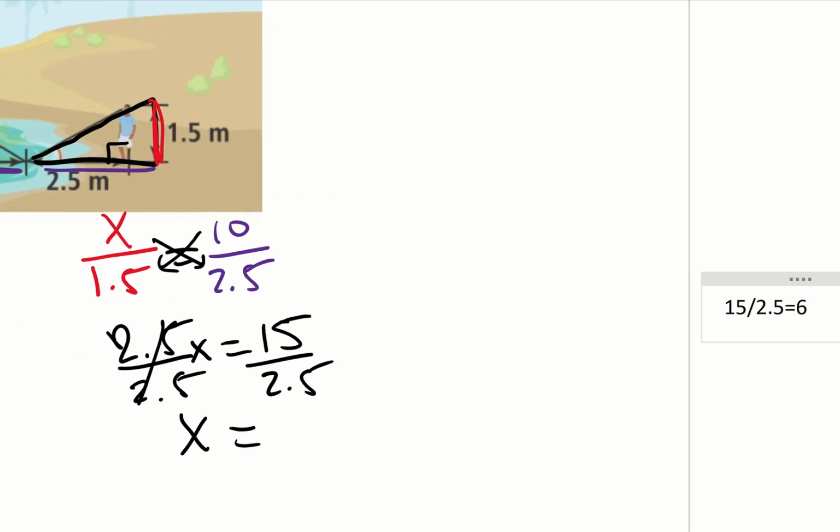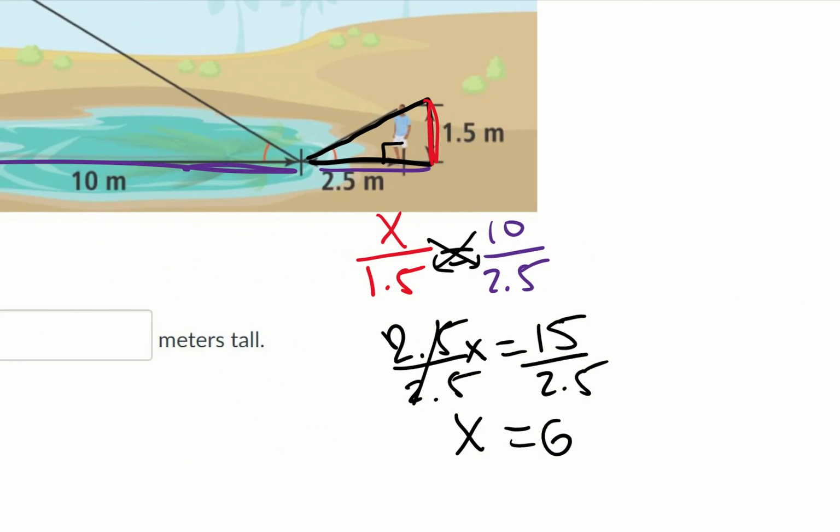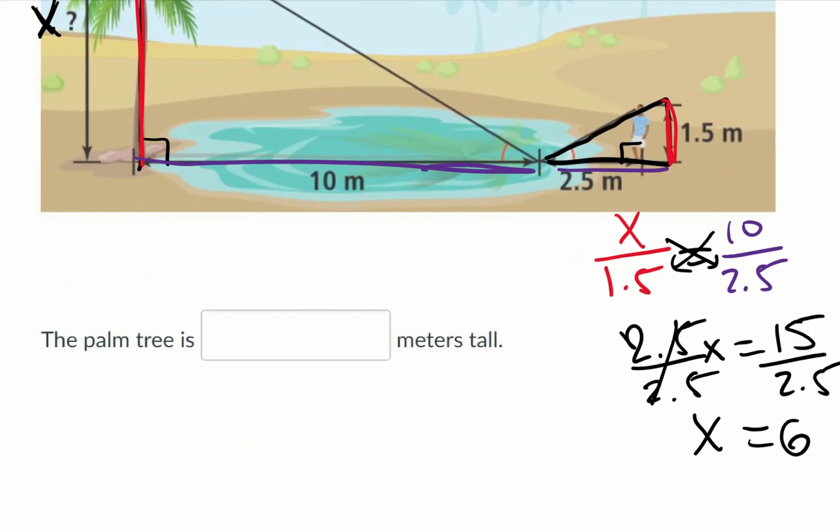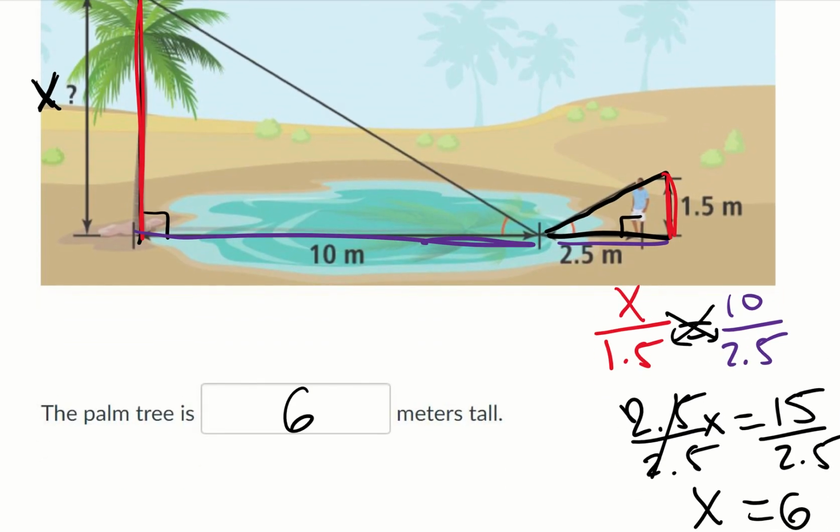And so x is equal to 6. All right, so the palm tree is 6 meters tall.